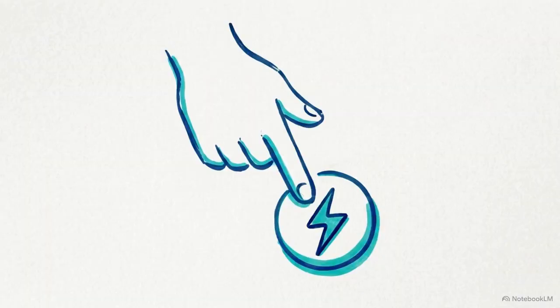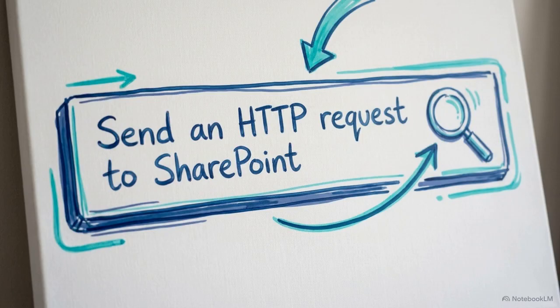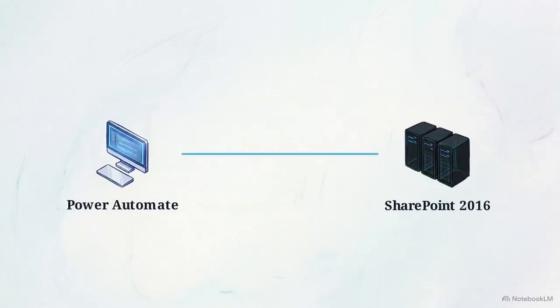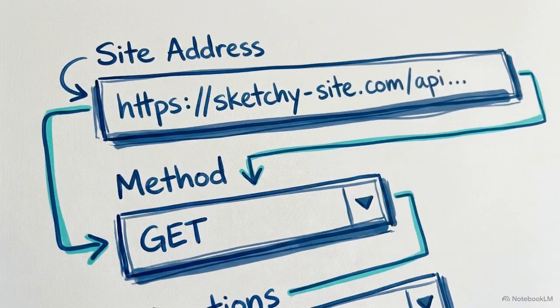Step 1 is initializing the flow. Create an instant cloud flow and select the manual trigger option for total control over the extraction. Next, add a new step and search for the Send an HTTP request to SharePoint action. This serves as the communication bridge to the server. Configure the action by pasting your target SharePoint URL into the site address field and setting the method to get.